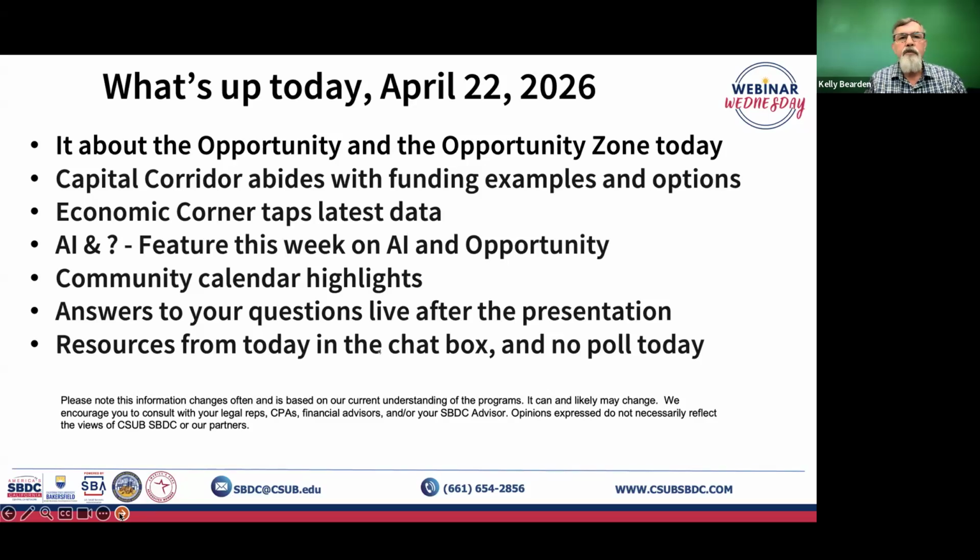So we will jump into a few of our regular columns. We'll jump into our Capital Corner and look at opportunity zones, some examples of how they've worked in the past, our abbreviated other columns, Economic Corner, and also our AI and question mark. We're going to just abbreviate those this week and focus almost entirely on the subject matter today. Community calendar highlights might have one or two of those, but not too many things going on in the community right now.